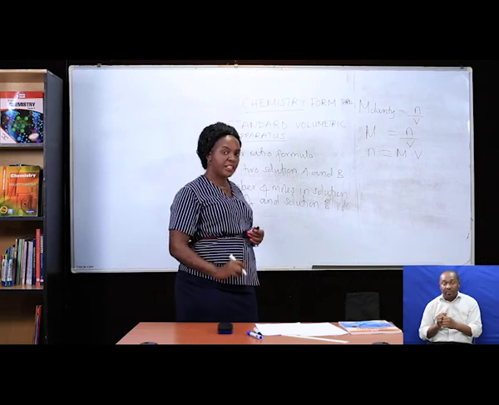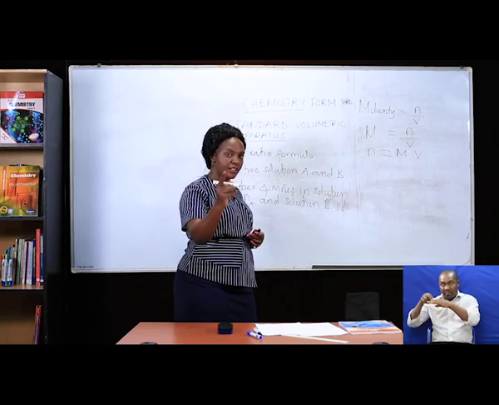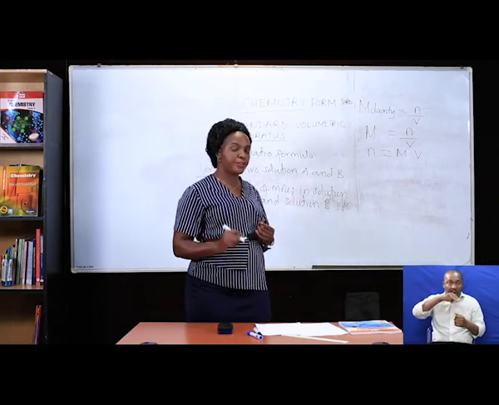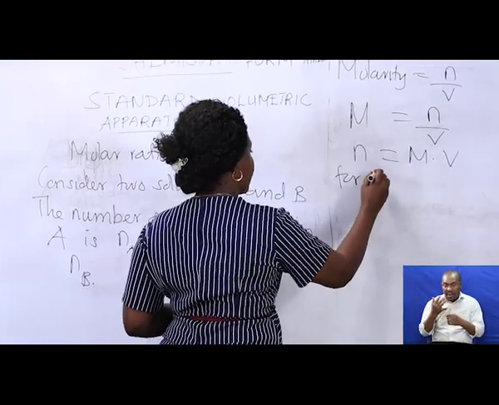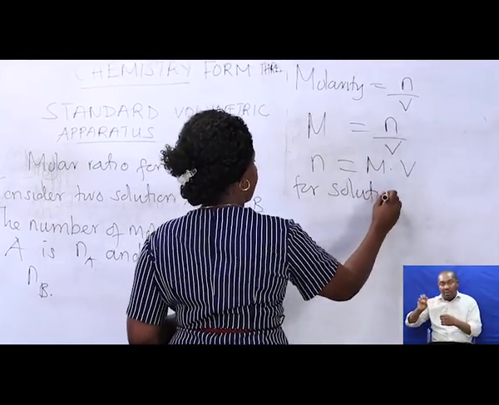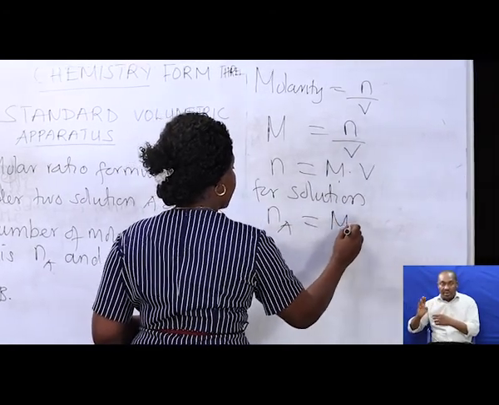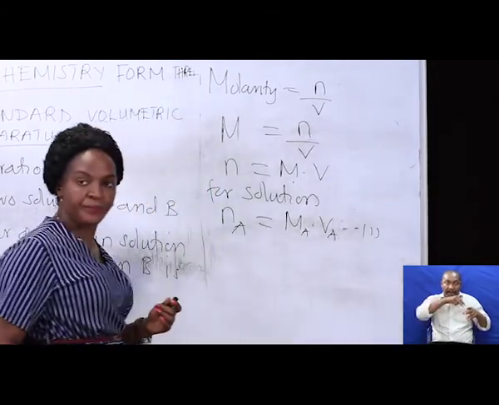Now if I'm looking for the number of moles for solution A, while I have the molarity of solution A and the volume of solution A, what will be the equation? So for solution A, number of moles will be given by molarity of A times the volume of A. Call it the first equation.